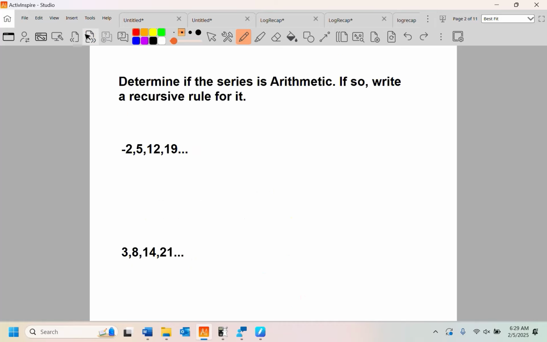Anywho, moving forward, determine if the series is arithmetic. If so, write a recursive rule for it. So here I noticed that the difference is 7, and I noticed again that 12 minus 5 is also 7, and 19 minus 12 is also 7. So yes, there is a common difference. We're always adding 7 as we move right.